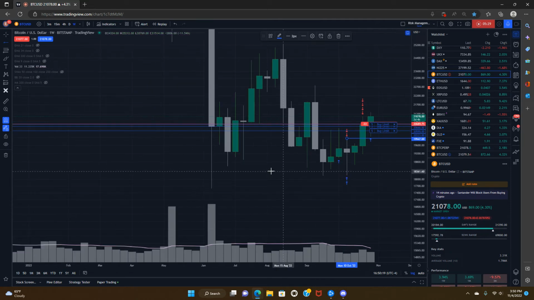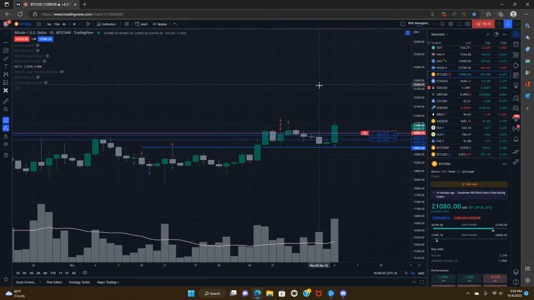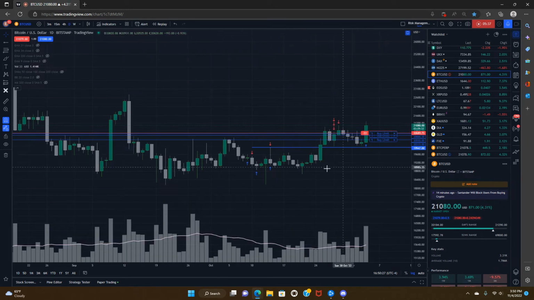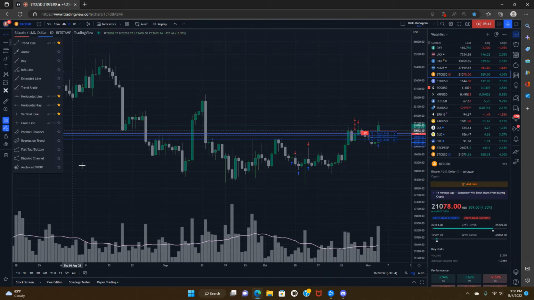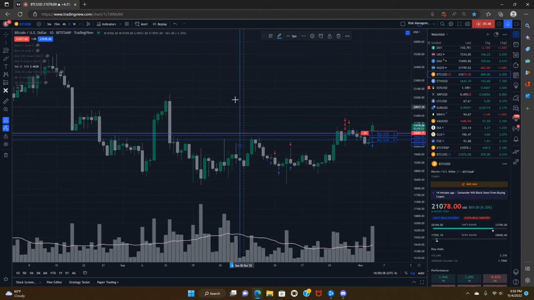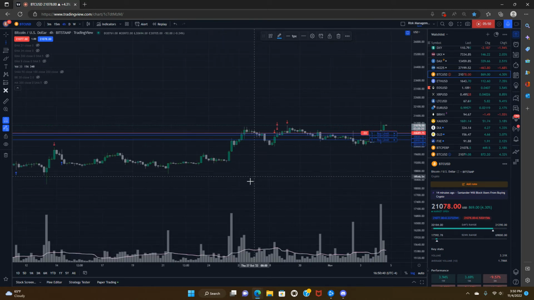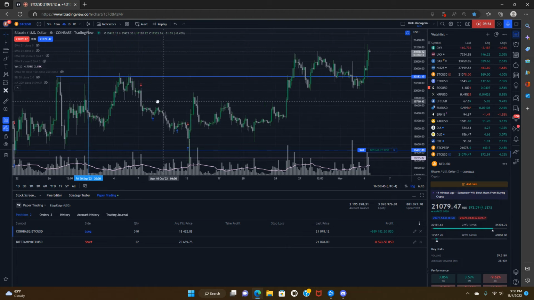This is indicative that you do have a significant bottom being put in right here. And price is probably going to continue higher, right? We've got a confirmed daily uptrend. If I just go back and revisit the quarterly open, let's see where that is. Now, let's go back to the Coinbase chart.